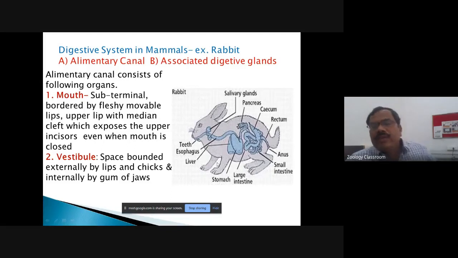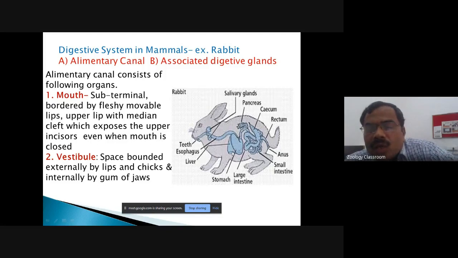Now here the entire figure is diagrammatic. So these two structures are shown here. These are the salivary gland. Actually, 4 pairs of salivary glands are there in case of a rabbit. So this is the first salivary gland. This is the position of the salivary gland here, which secretes its secretion into the buccal cavity.